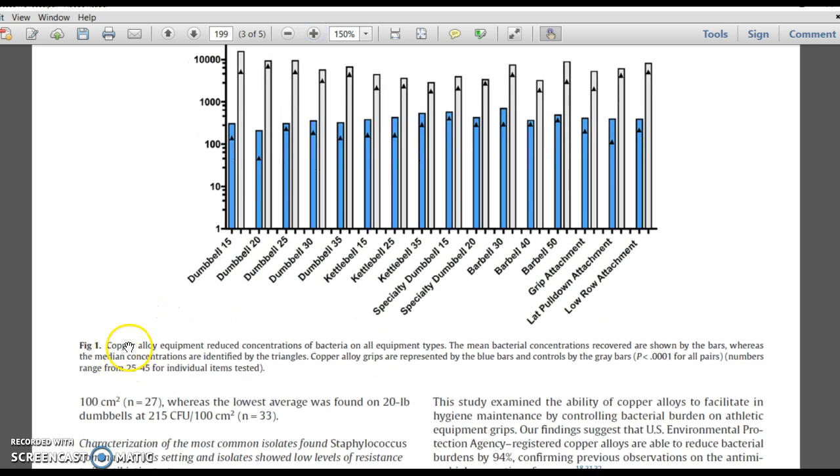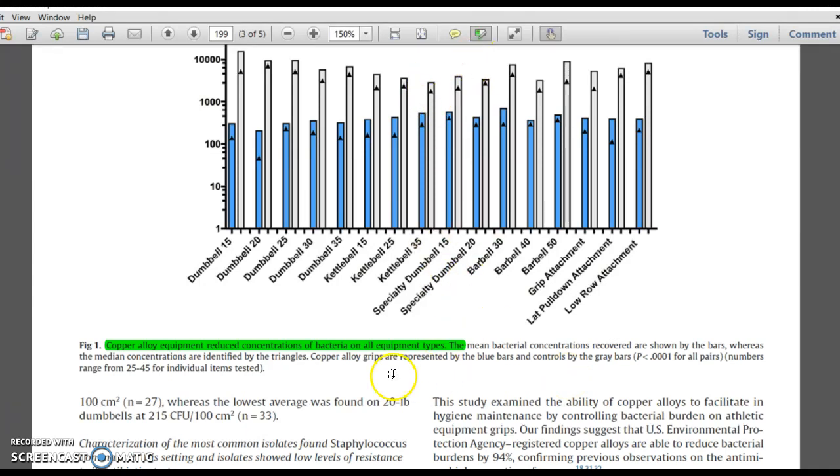So usually when you look at a figure caption, the very first sentence, and let's highlight it, tells you what they're saying that figure tells you. Copper alloy equipment reduced concentrations of bacteria on all equipment types. So they're saying that the copper gym equipment had less bacteria on it than the control types. And then everything after that is going to tell you a little bit about what they did and what they're showing you in the figure.